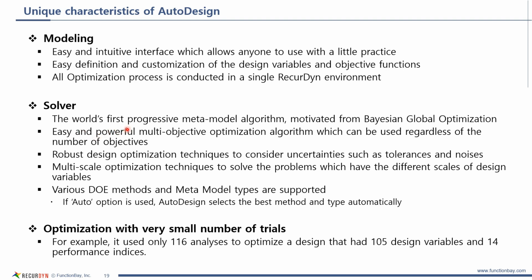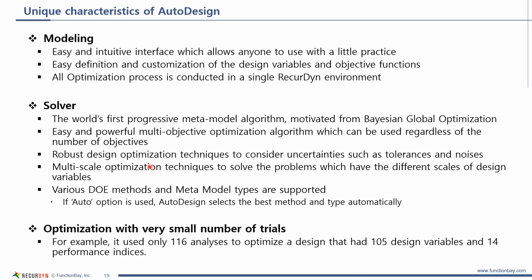RecurDyn AutoDesign Solver is the world's first optimization solver that uses progressive metamodel algorithm, which was motivated from Bayesian global optimization. It uses an easy and powerful multi-objective optimization algorithm to find the optimal result, even with multi-objectives. It also supports robust design optimization techniques to consider uncertainties such as tolerances and noises.